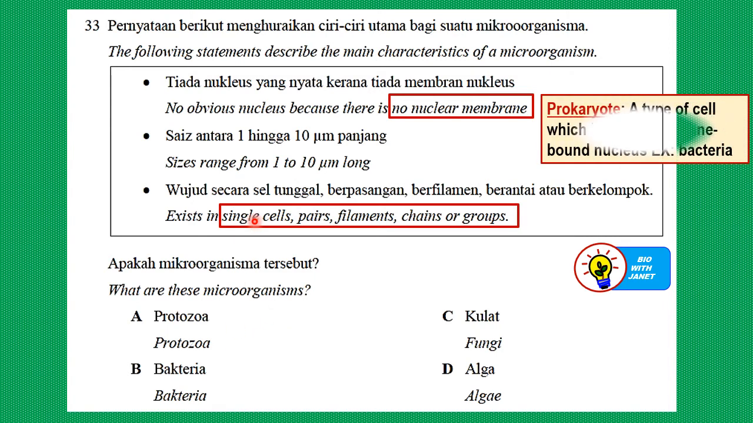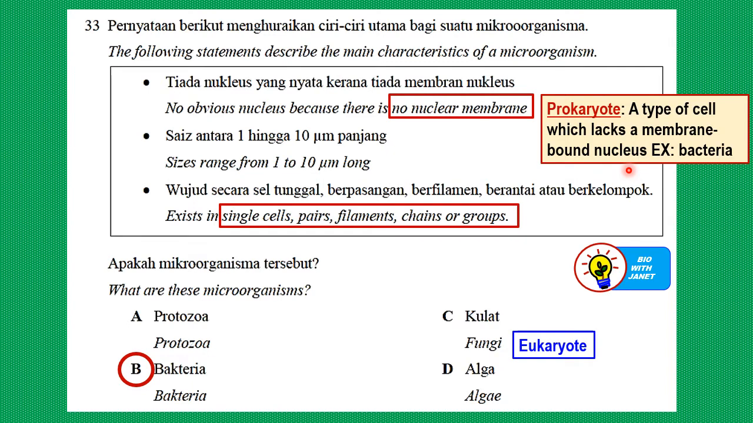bacteria. Because bacteria is classified as a prokaryote, which is a type of cell that lacks a membrane-bound nucleus. So the genetic material of the bacteria is not bound by a nuclear membrane. And this type of cell is called a prokaryote. So bacteria are prokaryotic cells. Okay, so the answer is B. Whereas A, C, and D are all eukaryotes, eukaryotic cells with a nuclear membrane.